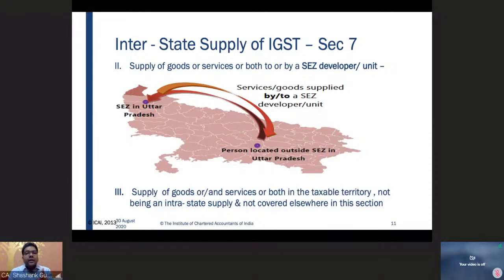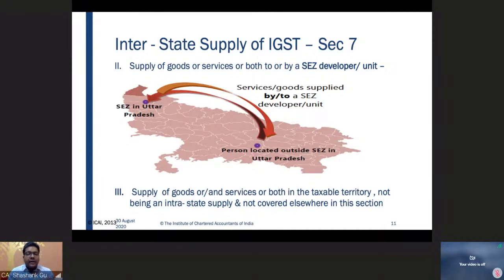Now SEZ developer could be, I am a builder. I am not an exporter, I am a builder. I have 100 acres of land. I demarcate that area as custom bonded. A custom office is opened and I construct high-rise buildings and I ask exporters to come and take the area on lease, or sell the area to them. So basically, in the form of a builder, I am an SEZ developer.